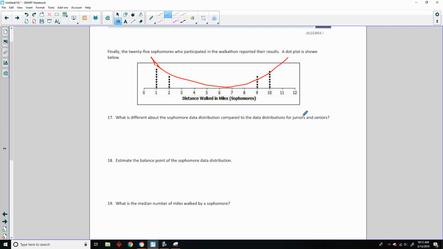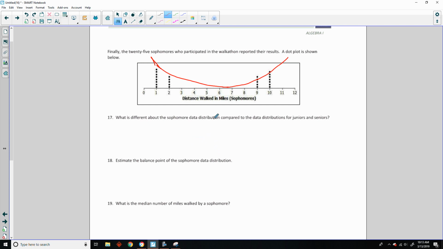The juniors had a skewed distribution, seniors had a symmetric distribution, and this is something totally different. So there's 17. What's different? It's not skewed or symmetric, it's 2 different groups. Okay, 18. Estimate the balance point of sophomore data distribution.